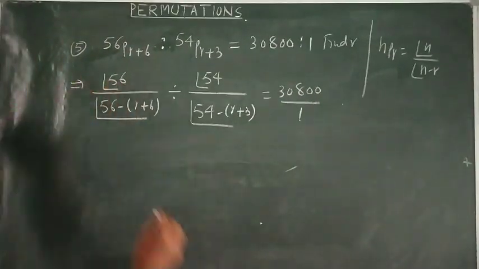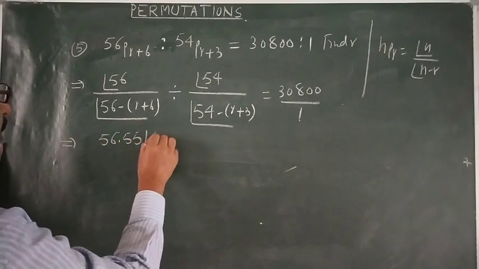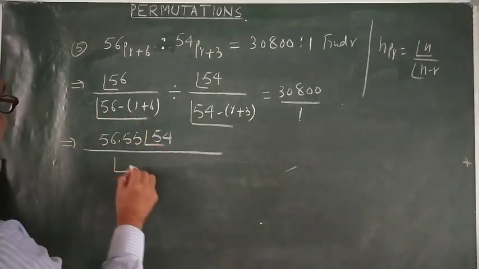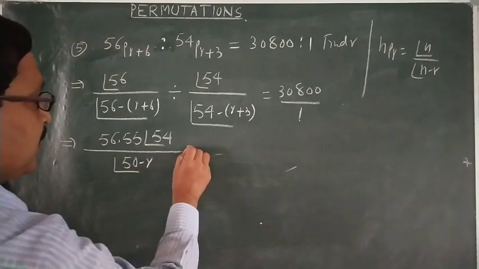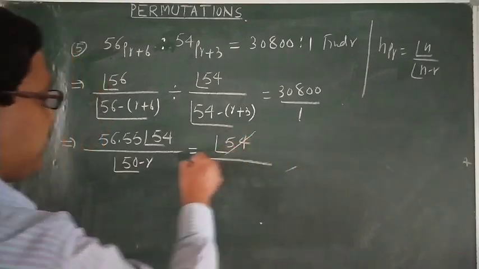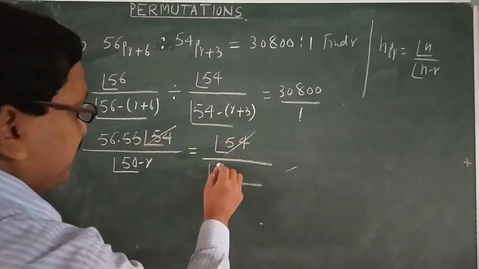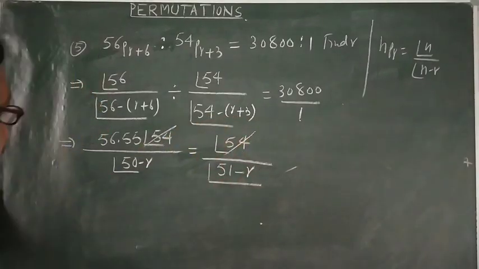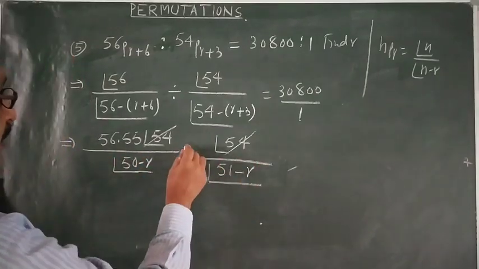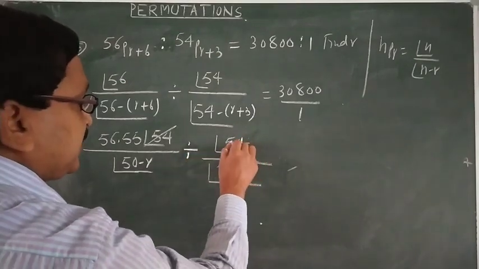Now 56 can be broken as 56 into 55 into factorial 54, divided by factorial 56 minus 6, which is factorial 50 minus R. Again factorial 54 as usual. This factorial 54 is cancelled with this, and when simplified we get 54 minus 3, 51 minus R. Now 50 minus R. So, this is division form. Sorry students, this is in division form.